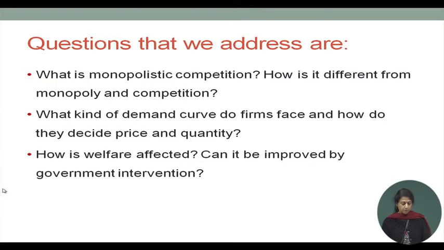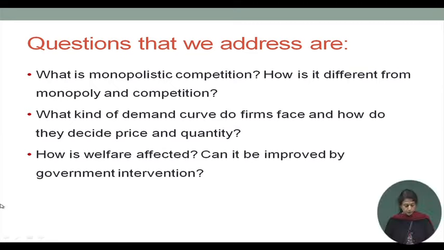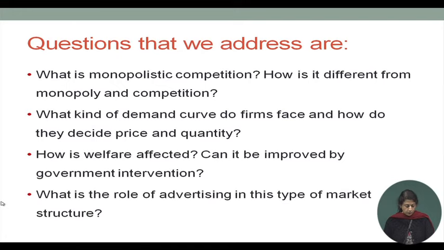How is welfare affected? In all the market structures that we have discussed so far, we have always tried to see not only what the market outcome is, the equilibrium market clearing price and quantity, but we have also studied the welfare implications of this market outcome. The same thing we are going to do for monopolistic competition as well. We are going to study how welfare is affected and whether it can be improved by government intervention. What is the role of advertising in this type of market structure?